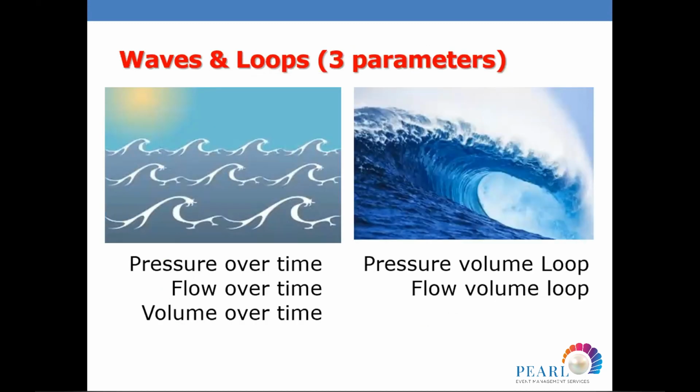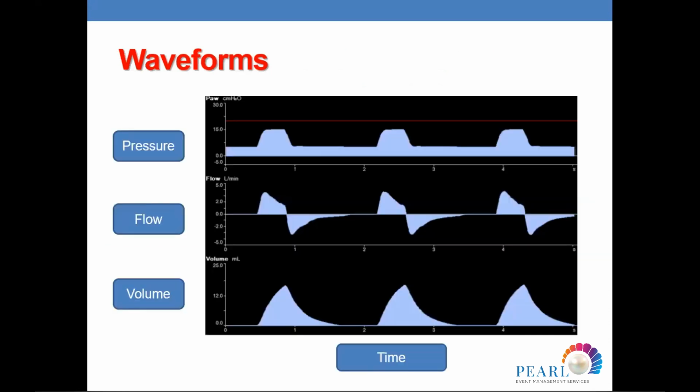Now after this simple basic, we will come to the actual topic, the waves and the loops. The waves are parameters compared to time, either pressure, flow, or volume. But in the loops, you are relating two different parameters, either pressure to volume or flow to volume. So for the waveforms, we have 3 waveforms.